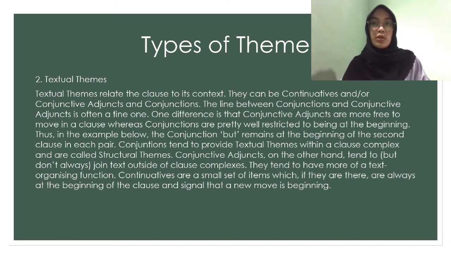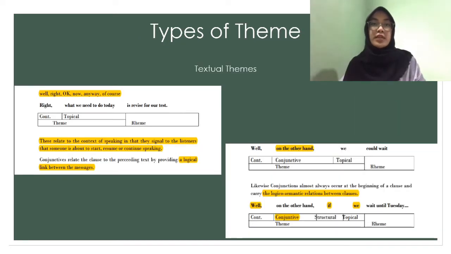Continuatives are a small set of items which, if they are there, are always at the beginning of the clause and signal that a new move is beginning. For the example: "Right, what we need to do today is revise for our text." "Right" is the continuative, "what we need to do today" is the topical theme, and "Right, what we need to do today" is the theme, and "is revise for our text" is the rheme.